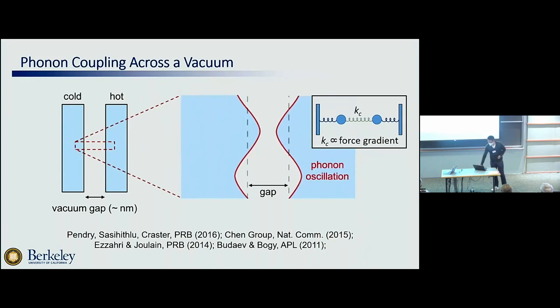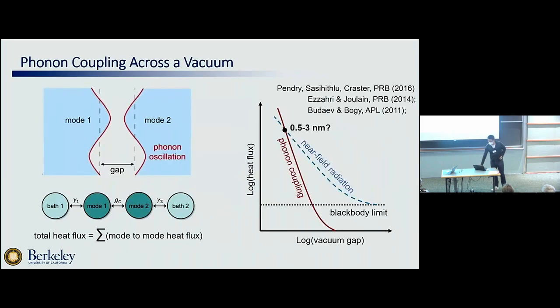And so there are many recent theories describing this phenomenon. Mathematically, you can think about this: there are many phonon modes, and you add up all of their couplings to consider the energy transfer from one side to the other. There is a prediction that this Casimir phonon coupling may exceed near-field thermal radiation with a gap on the order of sub-nanometer to a few nanometers.